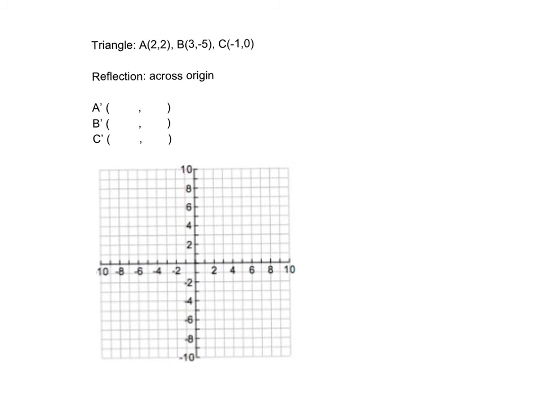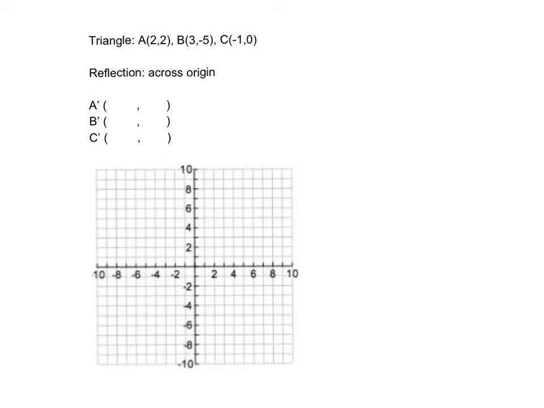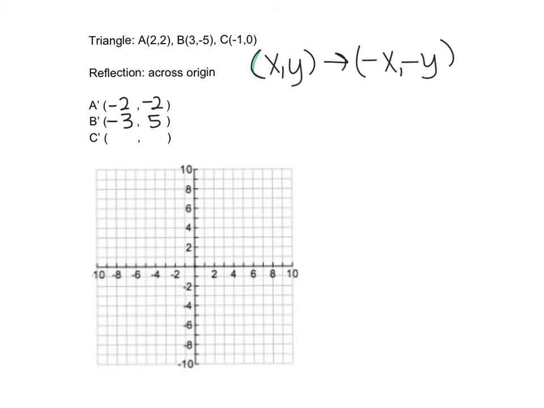So our last example with the graphing, we have our triangle, and we're reflecting it across the origin. So for the origin, the rule is that our points (x, y) become negative, so (-x, -y). So the point A prime will become -2, -2. Our point B prime becomes -3, 5. And then our point -1, 0 for C becomes 1, 0. So every point gets its opposite sign.